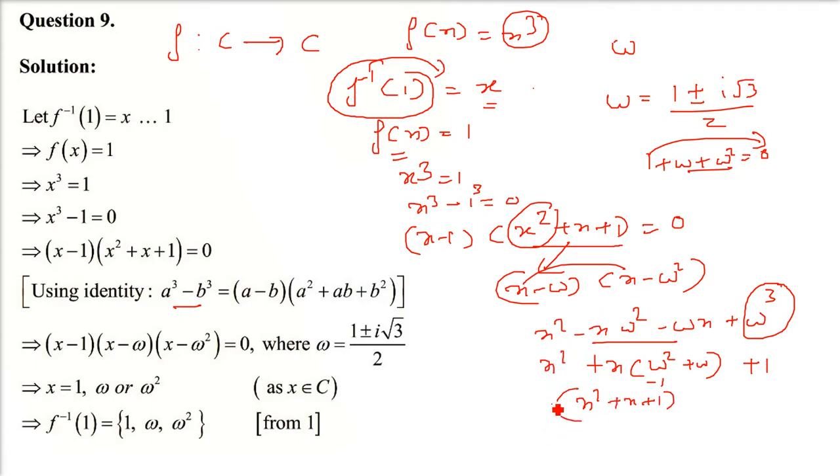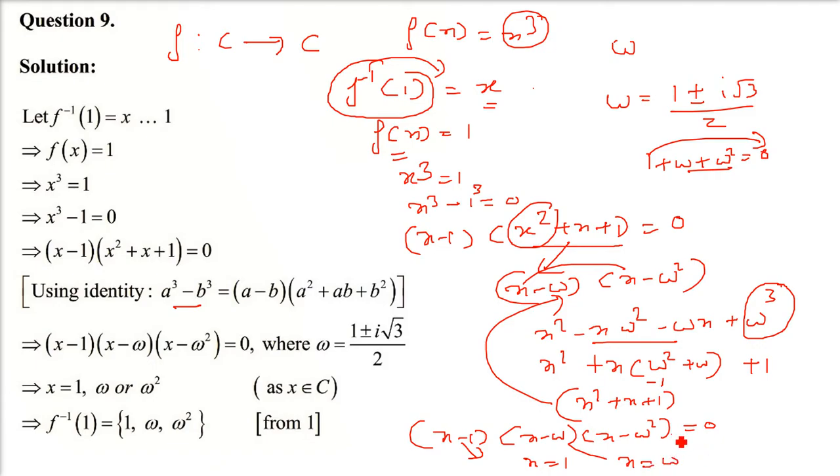You just have to keep in mind x square plus x plus 1 can be written as x minus omega into x minus omega square. So what do you get? x minus 1 into x minus omega into x minus omega square equals 0. Now put all equal to 0, so x equals 1, x minus omega equals 0 so x becomes omega, and x equals omega square. So what are the values of this x? x was assumed to be f inverse 1. So f inverse 1 is going to be 1, omega and omega square.